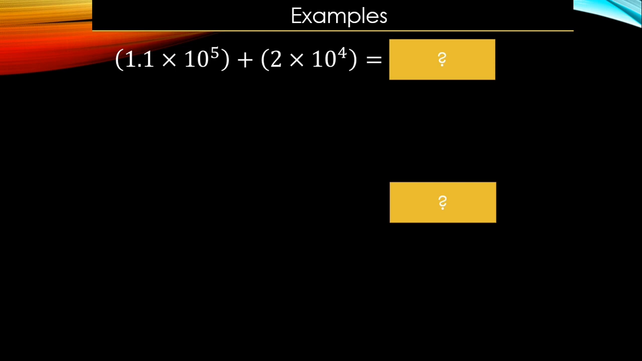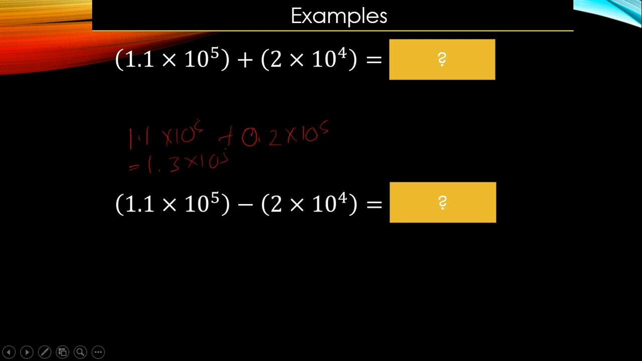Here we have 1.1 times 10 to the power 5 plus 2 times 10 to the power 4. So these powers are different. We would do well to convert to the same power of 10. 1.1 times 10 to the power 5 plus 0.2 times 10 to the power 5. Why? Because this one can be written as 0.2 times 10 to the power 1 times 10 to the power 4. 1 plus 4 gives us 5. So you can see here that we can add 1.1 plus 0.2, which will give us 1.3 times 10 to the power 5. Is it correct?